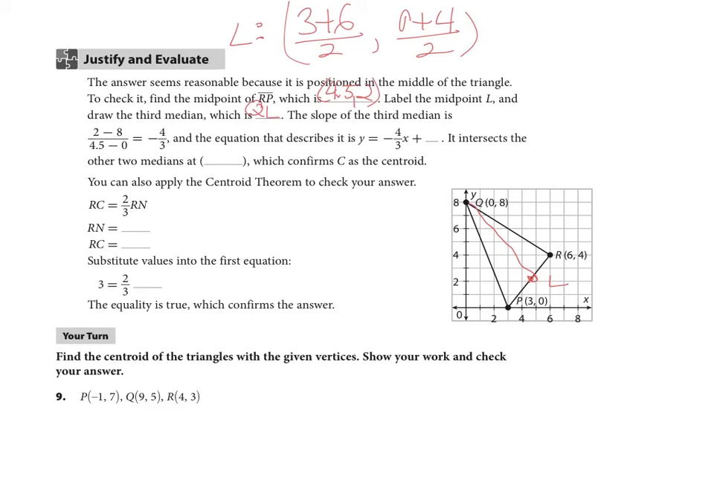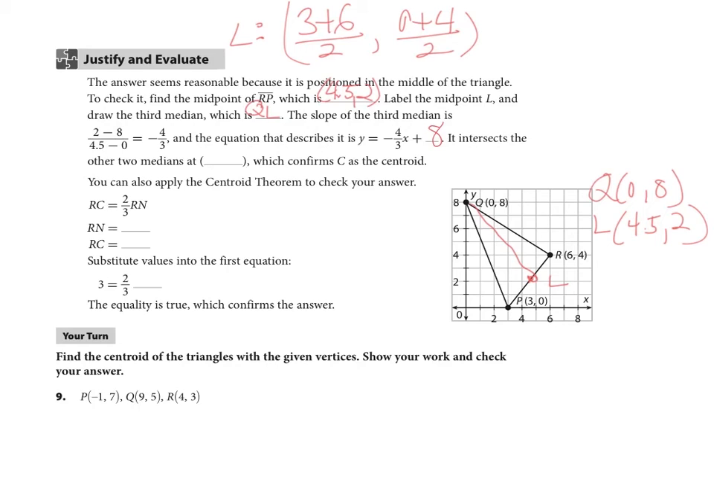The slope of that third median, if we were to do the slope between (0, 8) and L, which we just found as (4.5, 2), you can see the calculation there. We do 2 minus 8, there's my numerator, over 4.5 minus 0, the x-coordinates, and so that comes out to be negative 4/3. The equation that describes this red segment line right here, QL, is going to be the negative 4/3 slope plus the y-intercept, which also happens to be point Q, or 8, for the y-coordinate.